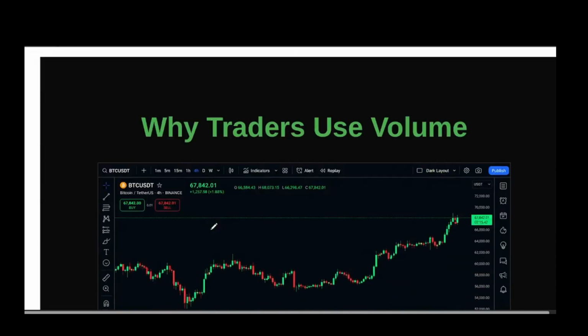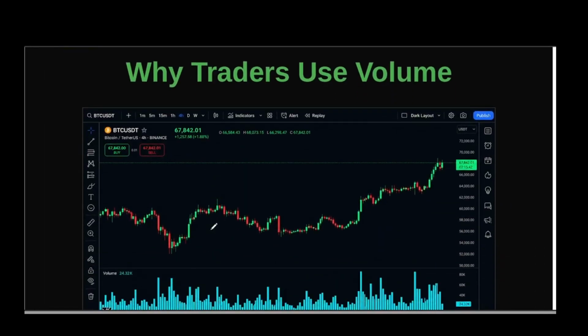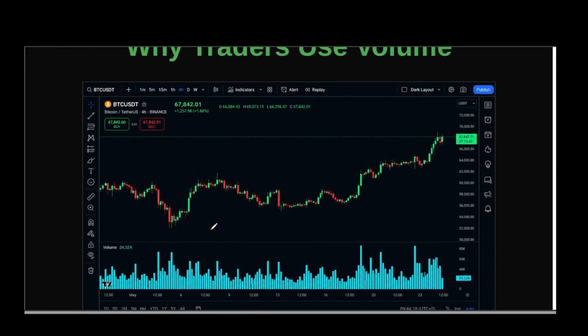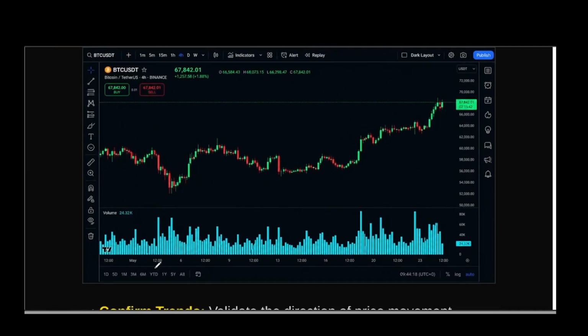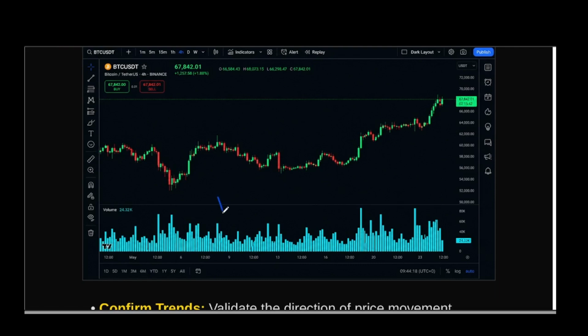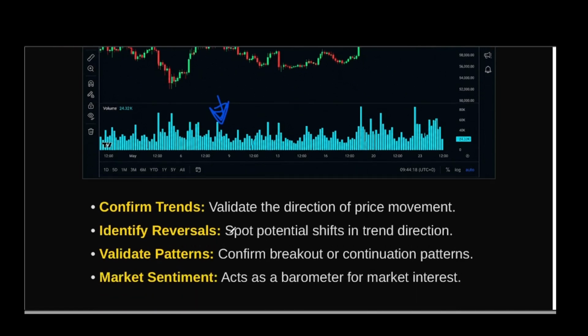Now, why do traders generally use volume? Why do profitable traders generally use volume? Any type of strategy, let it be continuation, breakout, trend lines, support, resistance, for most of the strategies, the key secret is this volume indicator down here. It spots a potential shift in trend direction, and confirms breakout and continuation patterns.